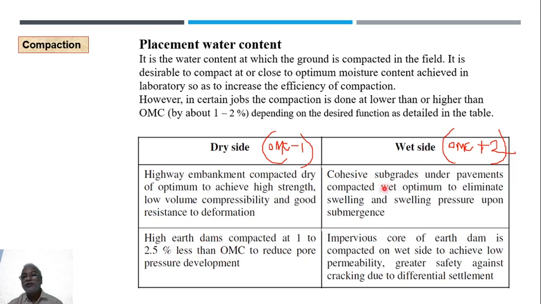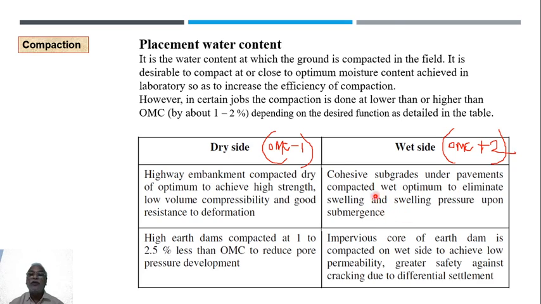Next is the wet side. Which are the cases? Cohesive subgrades under pavements are compacted wet of optimum to eliminate swelling and swelling pressure upon submergence. Subgrade is nothing but a section for a road section, pavement section. Now that subgrade has to be compacted with a little more water, because if the road gets submerged in water, it should not bulge out.